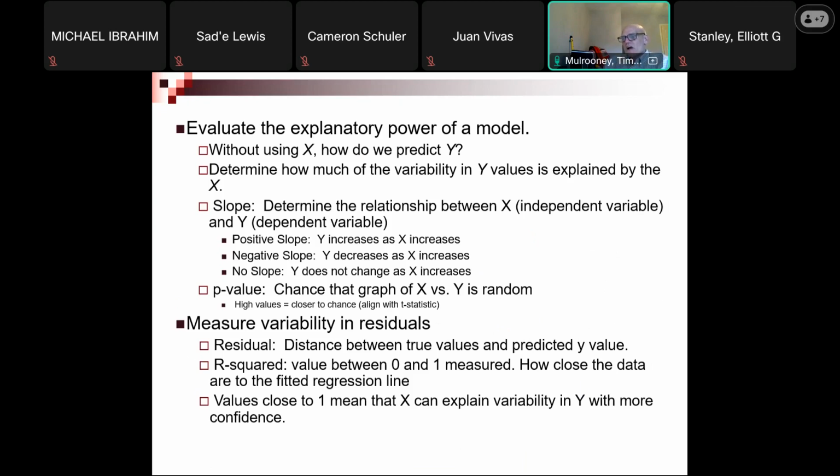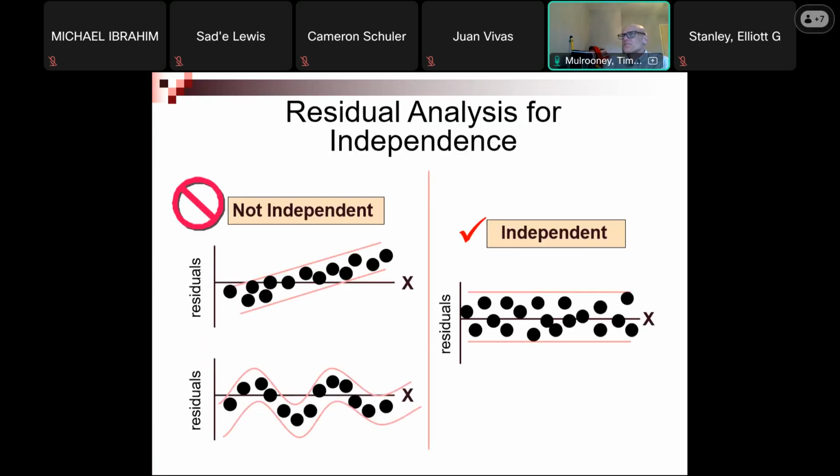We have R squareds. Values close to 1 mean that X can explain variability in Y with more confidence. Okay, because thus far we've been talking about p-values. Maybe we don't want low p-values, we just know there's something statistical happening there.